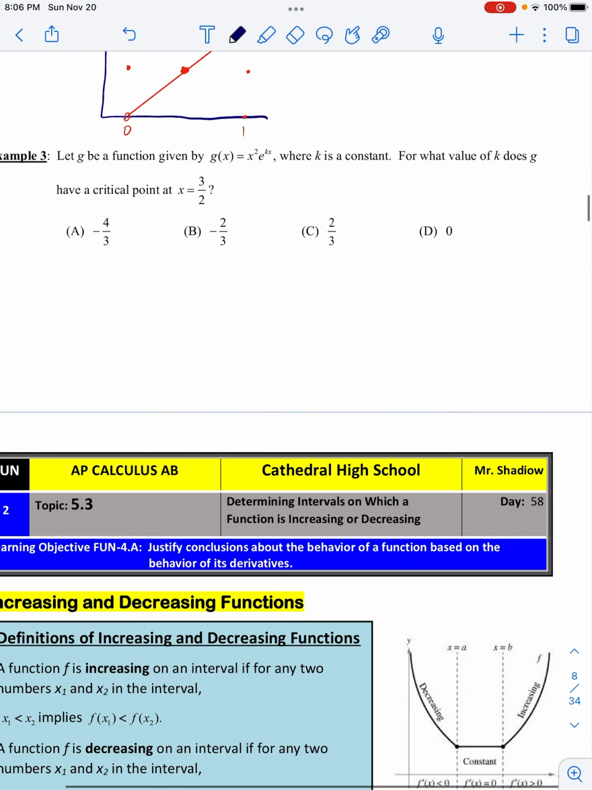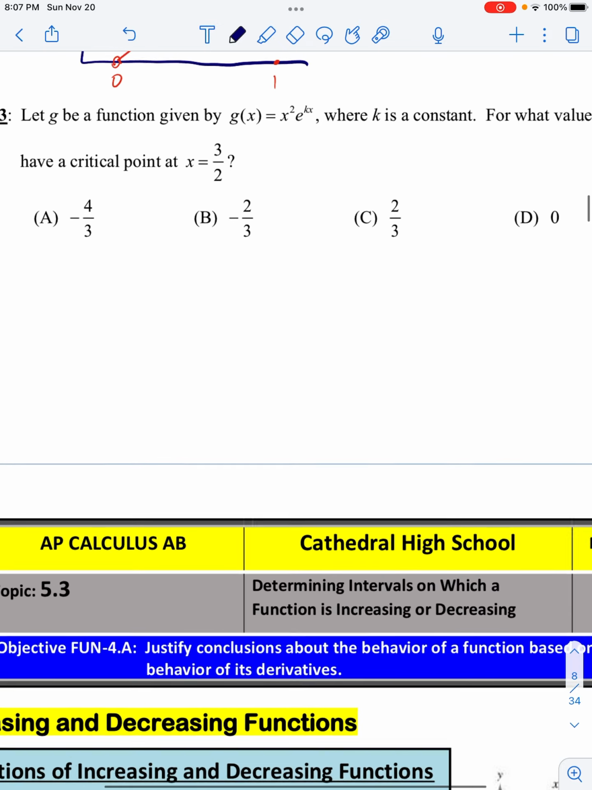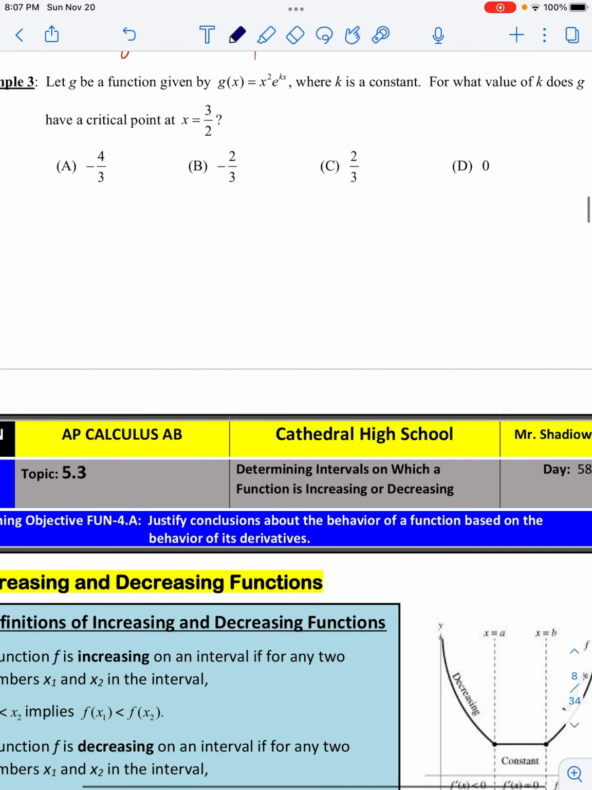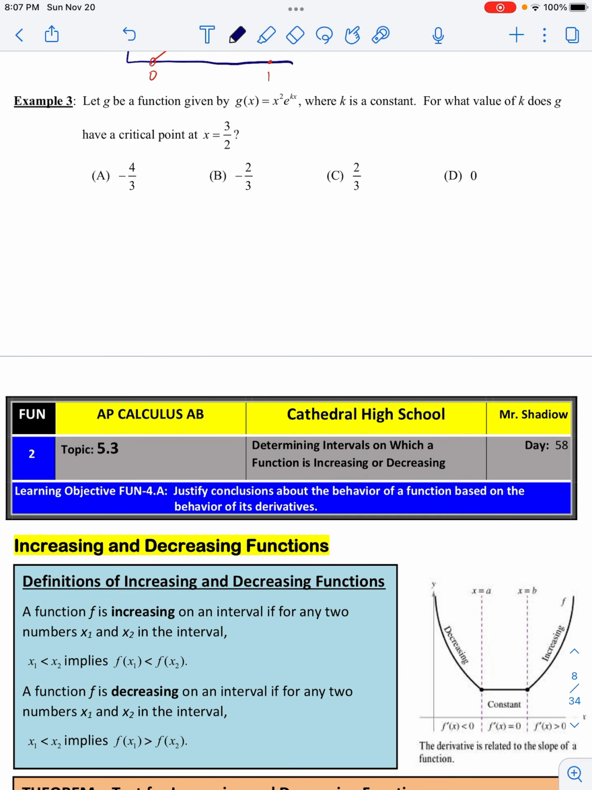All right, example 3. Let g be a function given by g of x equals x squared e to the kx, where k is a constant. For what value of k does g have a critical point at x equals 3/2? So this is really getting into the meat, okay? There are going to be tons of problems like this, guys. You are not going to stop seeing these. So they give us a function g. K is just some constant, okay? For what value of k does g have a critical point at x equals 3/2?